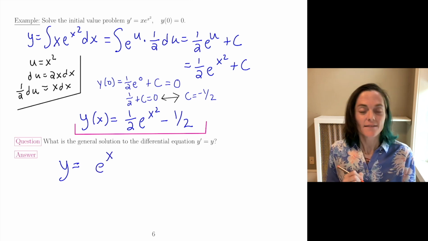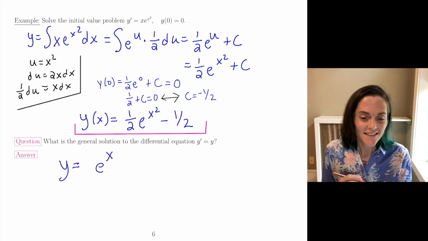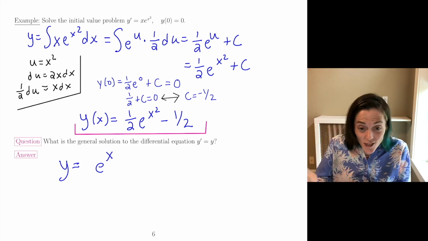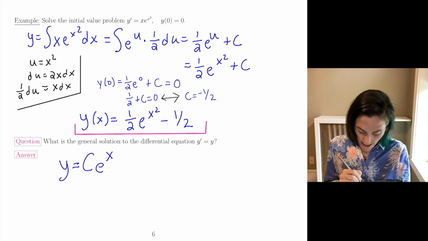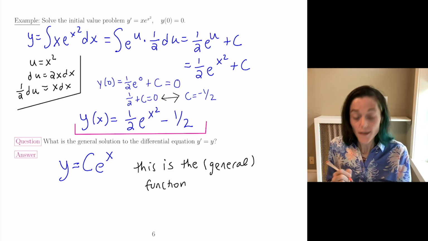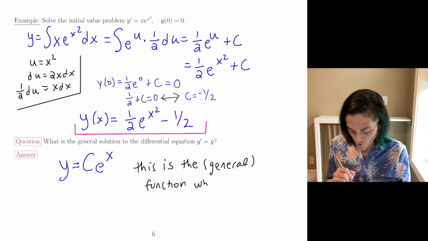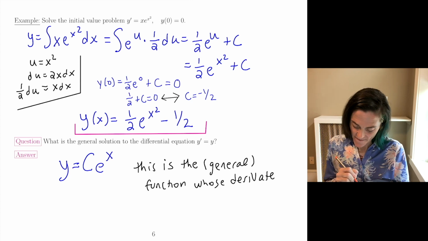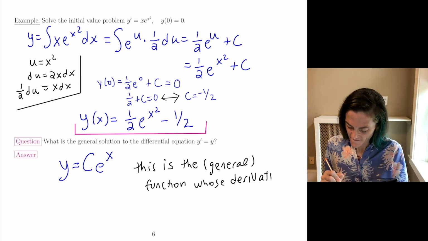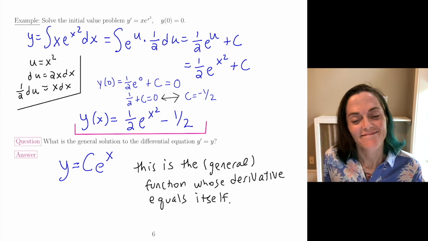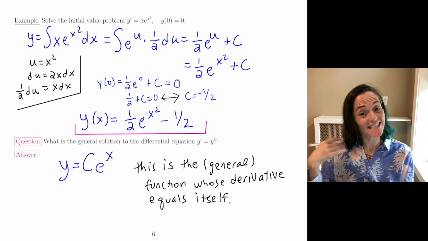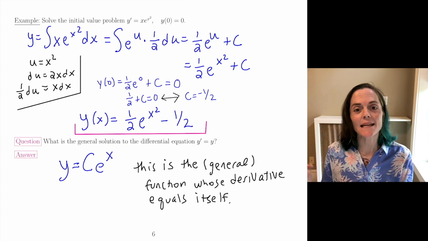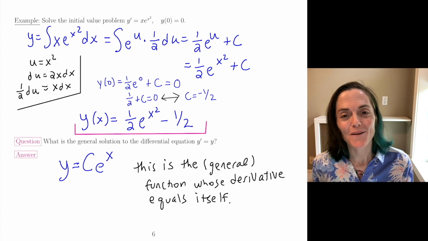Okay, e to the x. But also it's the case that any constant times e to the x. And I will just say this is the general function whose derivative equals itself. So I like this example because, well, we can just think about the answer through reasoning, but also it leads us to what we will talk about next.